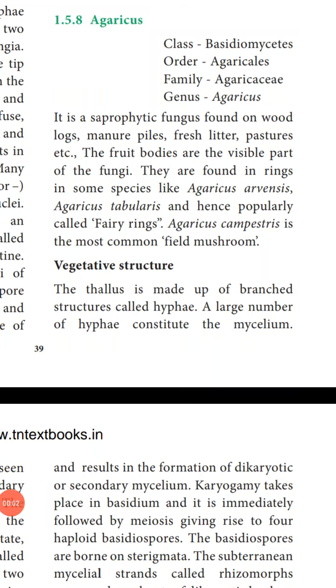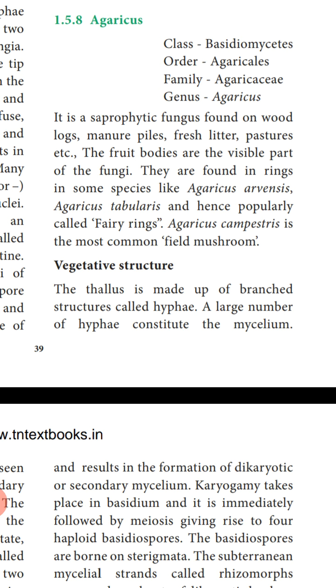Children, in this video we are going to study a representative species of the class Basidiomycetes, that is Agaricus. Now Agaricus belongs to the class Basidiomycetes, order Agaricales, family Agaricaceae, genus Agaricus. It is a saprophytic fungus. It is found on wood, logs, manure piles, fresh litter, pastures, etc.